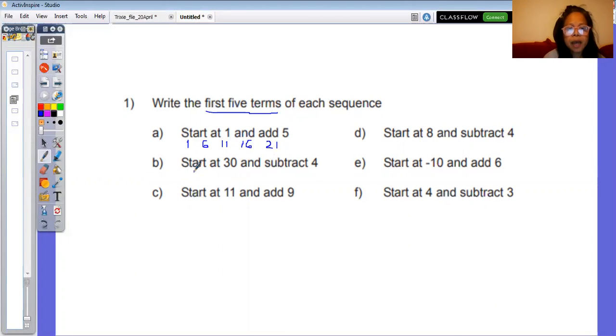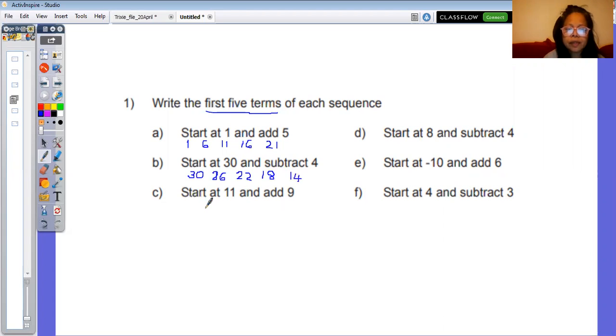The next one, I will start with 30 and then subtract 4. So this time I'll be going down. 30 take away 4 will be 26 is the next one. And then from 26, again I'll take away 4. That will be 22. Take away 4, 18. Take away 4, 14. Okay.